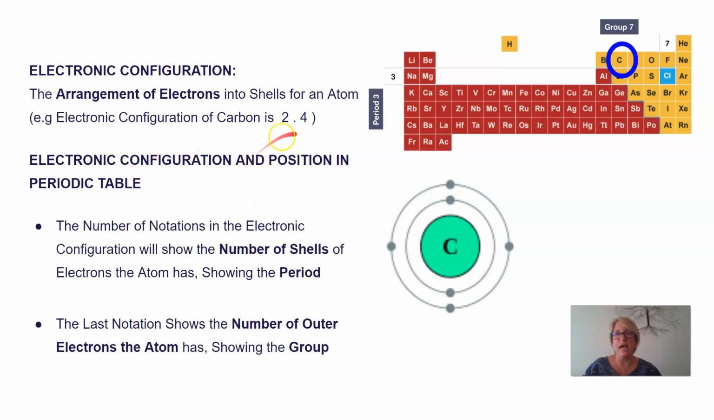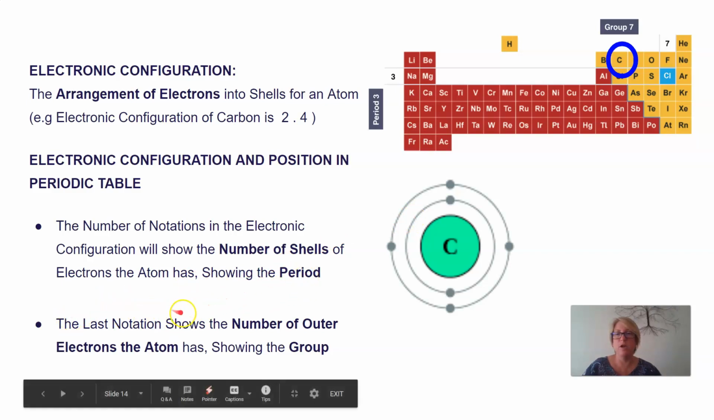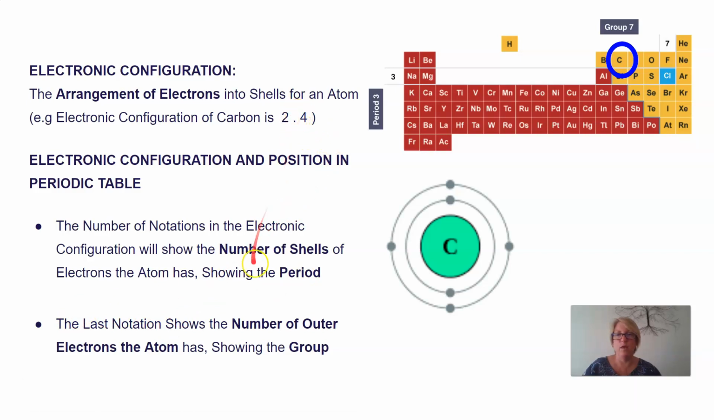So the electron configuration and position in the periodic table. The number of notations in the electronic configuration will show the number of shells. What we mean by the number of notations is carbon has 2 and 4. So there are 2 notations, which means carbon must have 2 shells, which also means carbon is in period 2. Then the last notation, 4, shows the number of outer electrons the atom has, and that will show us what group it's in. So that should be the number of electrons in the outer shell, 4. So we go 1, 2, 3, 4.